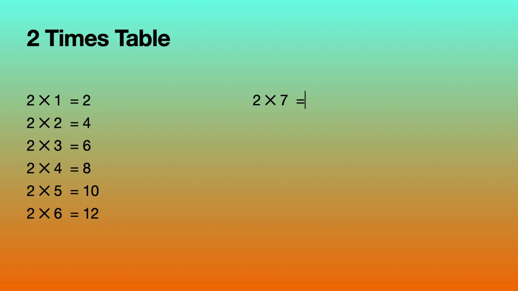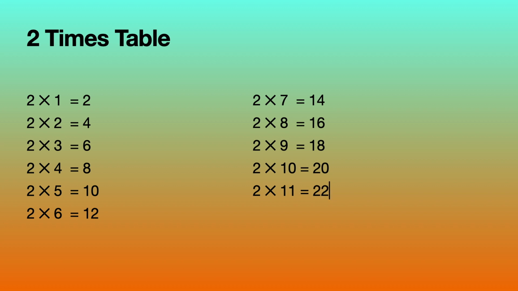2 times 7 is 14. 2 times 8 is 16. 2 times 9 is 18. And 2 times 10 is 20. 2 times 11 is 22. And 2 times 12 is 24. Time to learn a trick.